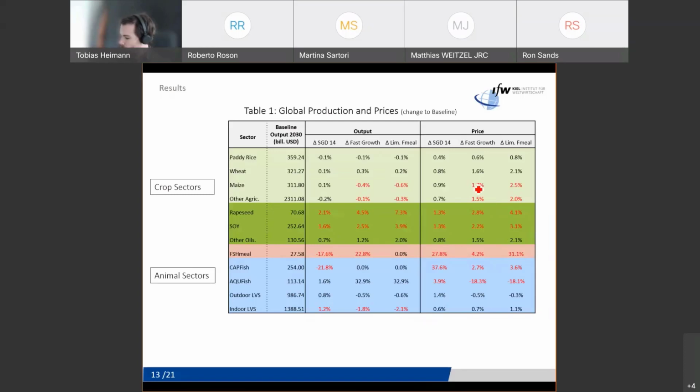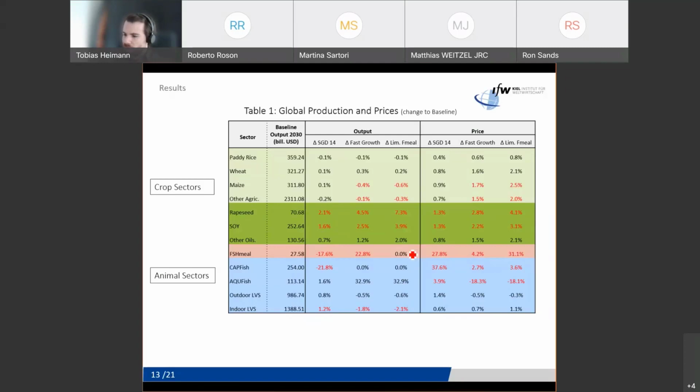So we see some spillover effects here, and also on the output. So when we produce more soy and more rapeseed, we produce less maize and other agricultural commodities. This is a very collective sector where we have all kinds of vegetables, fruits, and other crops.